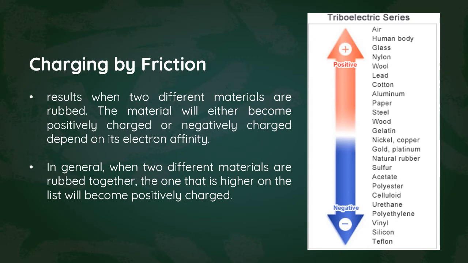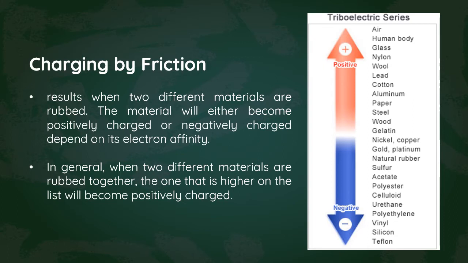And how do we know that? There's a table known as the triboelectric series, which is a list. As you can see in the slide, the materials on the top of our list are more likely to become positively charged, and going down, these are materials that are more likely to become negatively charged. So in general, charging by friction happens when two different materials are rubbed together. The one that is higher on the list will become positively charged.